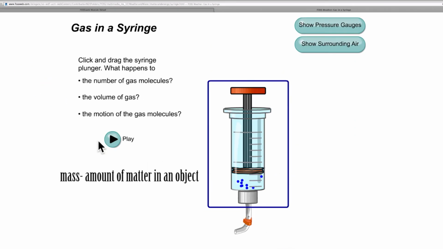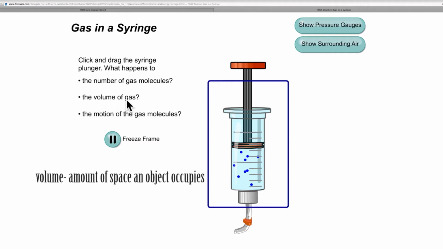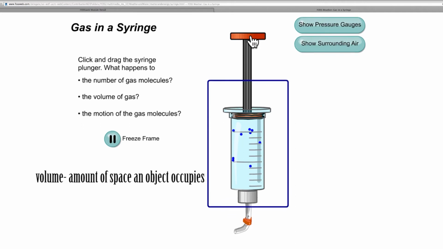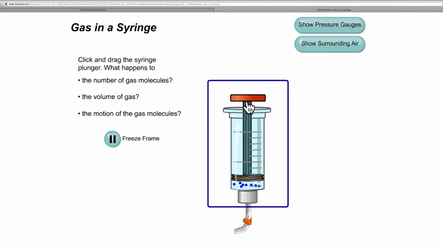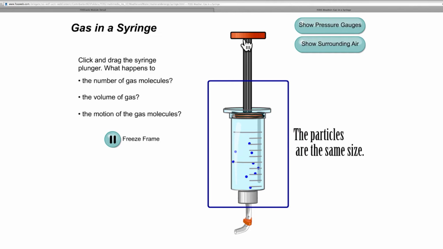This is indicating that the mass of the air is unchanged. The number of gas particles is remaining constant because we aren't changing the amount of particles that are in here. What we are doing is changing the space that gas is occupying, which another word for space would be volume. So when I pull this plunger all the way up, I've increased the volume of the air, and when I have pushed the plunger down, I have decreased the volume. And you can see there's less space between the particles, but the actual particles themselves are not being changed. When air is compressed, the particles themselves do not change volume. It is the space between the particles that changes.